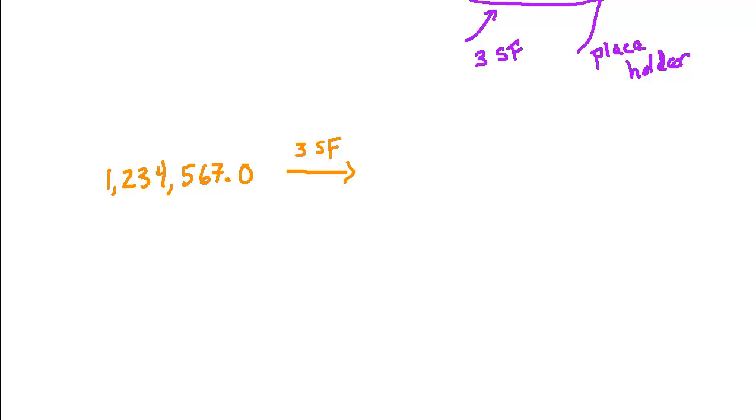Because 123 doesn't come anywhere close to approximating 1,234,567. So what I would need to do is convert this into scientific notation with the appropriate multiplier. Now, some students like to count decimal points. Some students are comfortable with the exponential factors in their head.